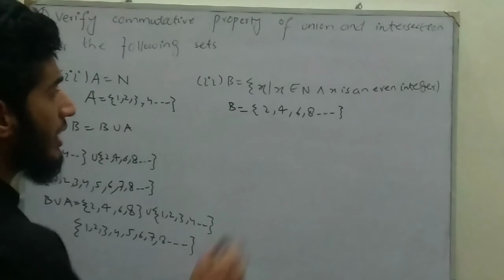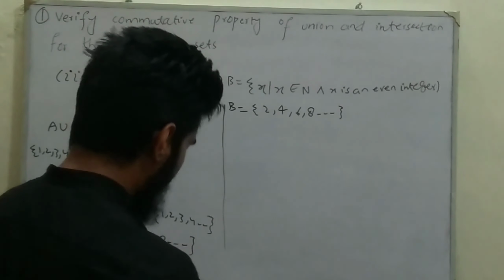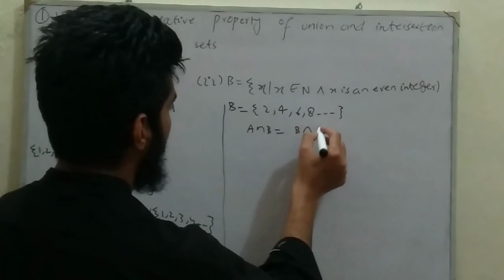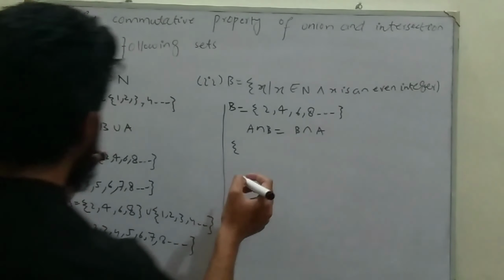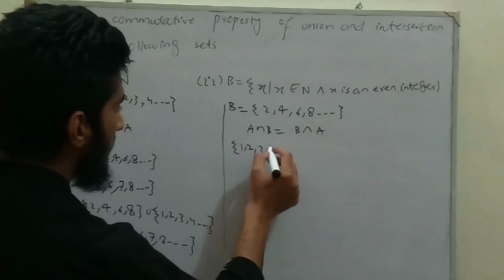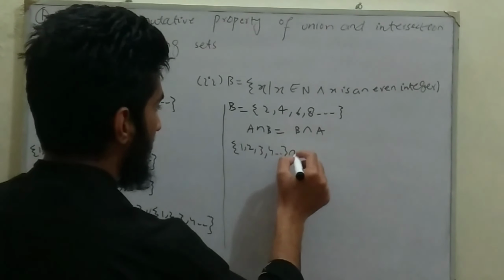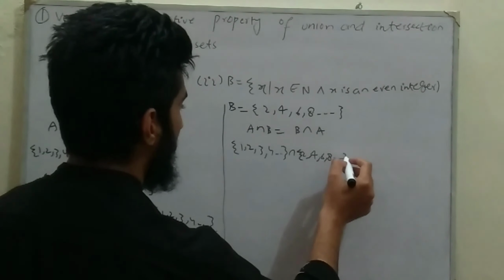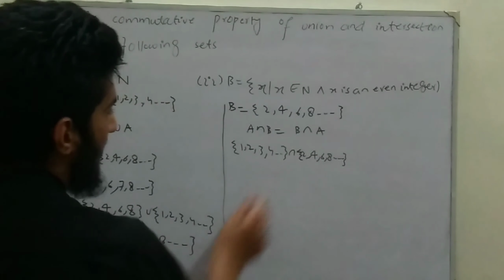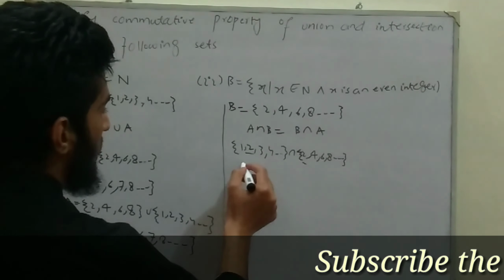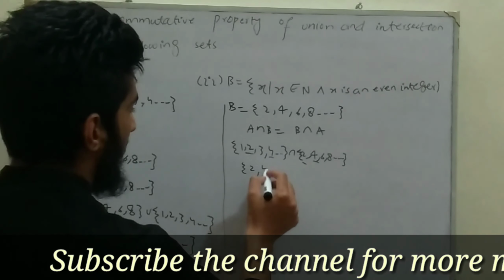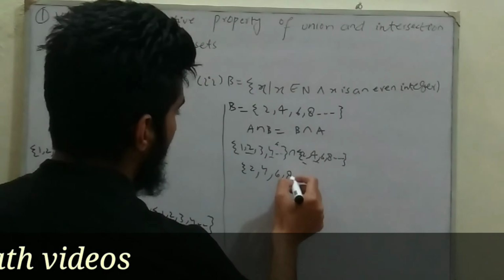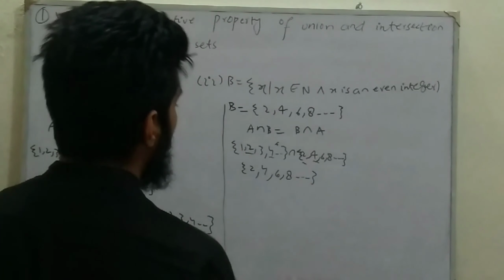Now we are going to prove the intersection property for the following two sets. So A intersection B will be equal to B intersection A. This is the commutative property. A is the natural set which is 1, 2, 3, 4 and goes on. Here is the intersection sign and B is 2, 4, 6, 8 and goes on. Intersection will be the common elements. So the common elements are 2, 4 and 6. All the even elements will be the intersection of A and B.